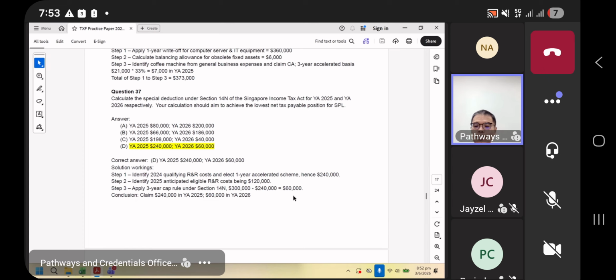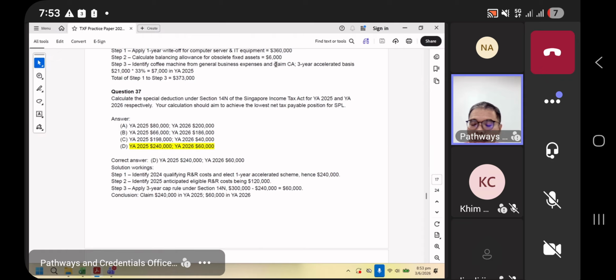Meanwhile, in case you have any logistic or admin question pertaining to the coming TXF exam, feel free to ask in this call also, because we have one of the ISCA persons, Jie Ying, who is also online, so she can help to address any logistic and admin question that you have pertaining to the TXF exam.